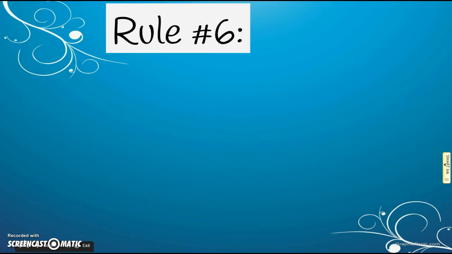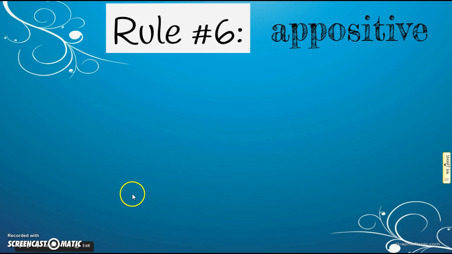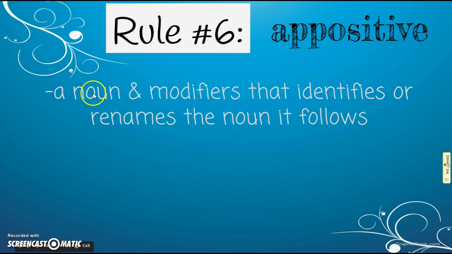Continuing with rule number 6, we've talked about these in class, and these are really my favorite ways for you to add description. These are the appositives. An appositive is a noun that usually has some modifiers. That's the point of making an appositive. It's to add description. So you usually want a noun with modifiers that identifies or renames the noun that it follows. So you're really in writing looking for a noun with a comma right after it and a descriptive phrase.